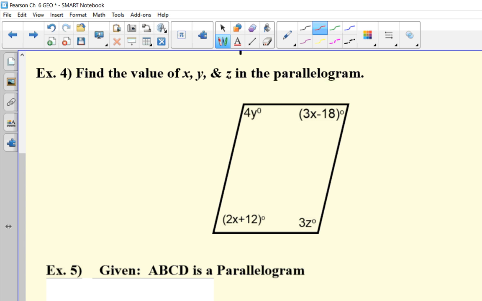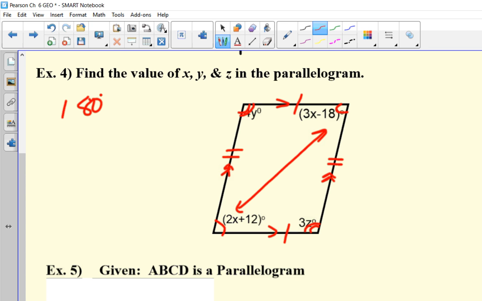Okay. So parallelogram, opposite sides are parallel. Opposite sides are equal. Opposite angles are congruent. And then same side, because you got a parallelogram, you got a transversal. In this case, in a transversal, same side interior angles are going to be supplementary. So there's all my rules that go with a parallelogram.